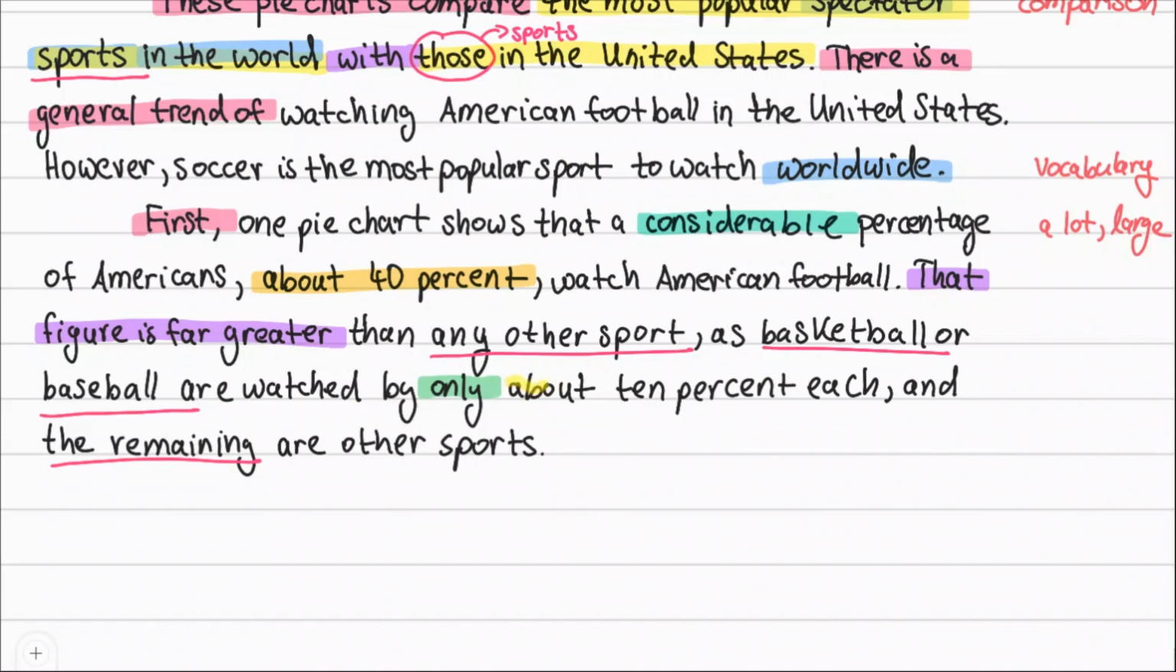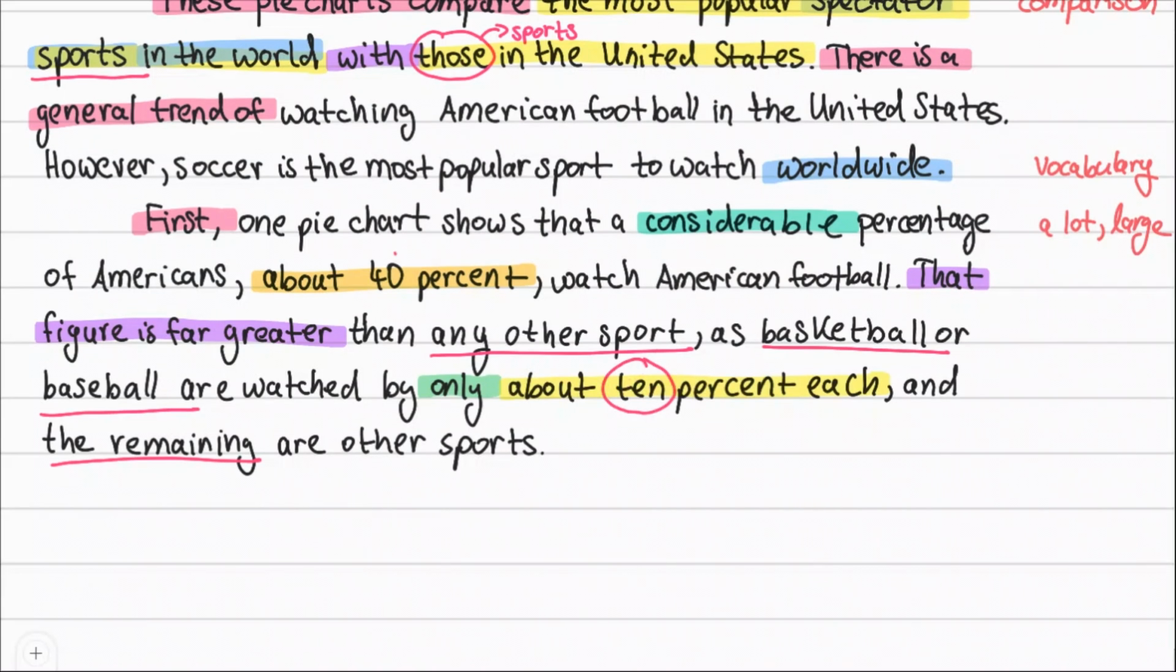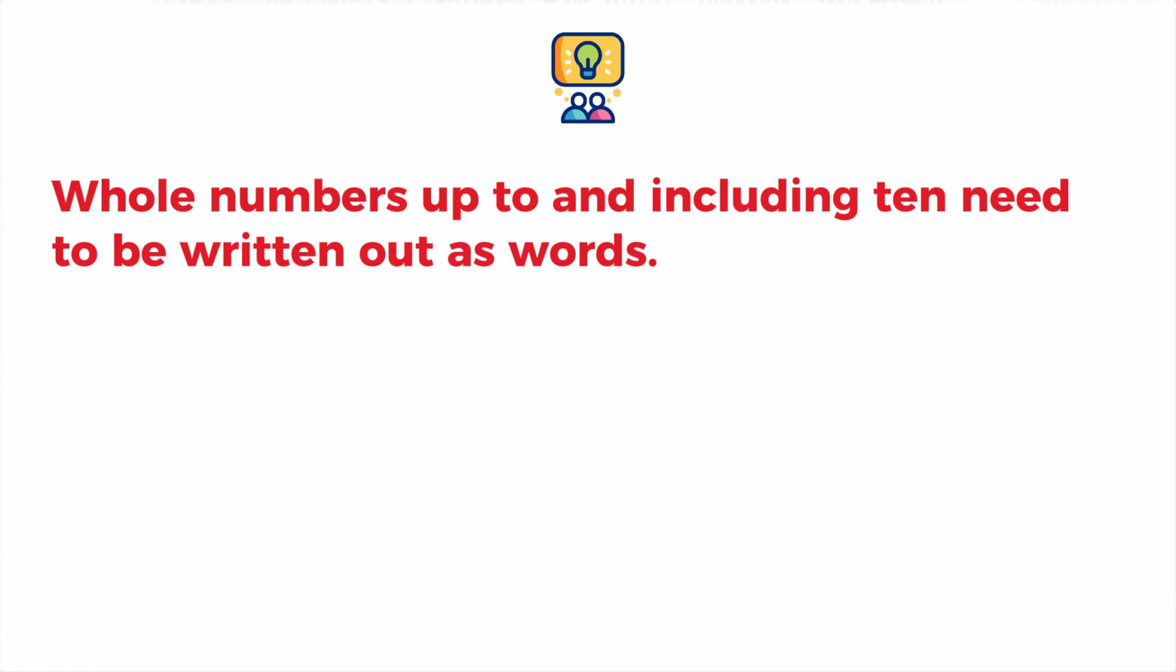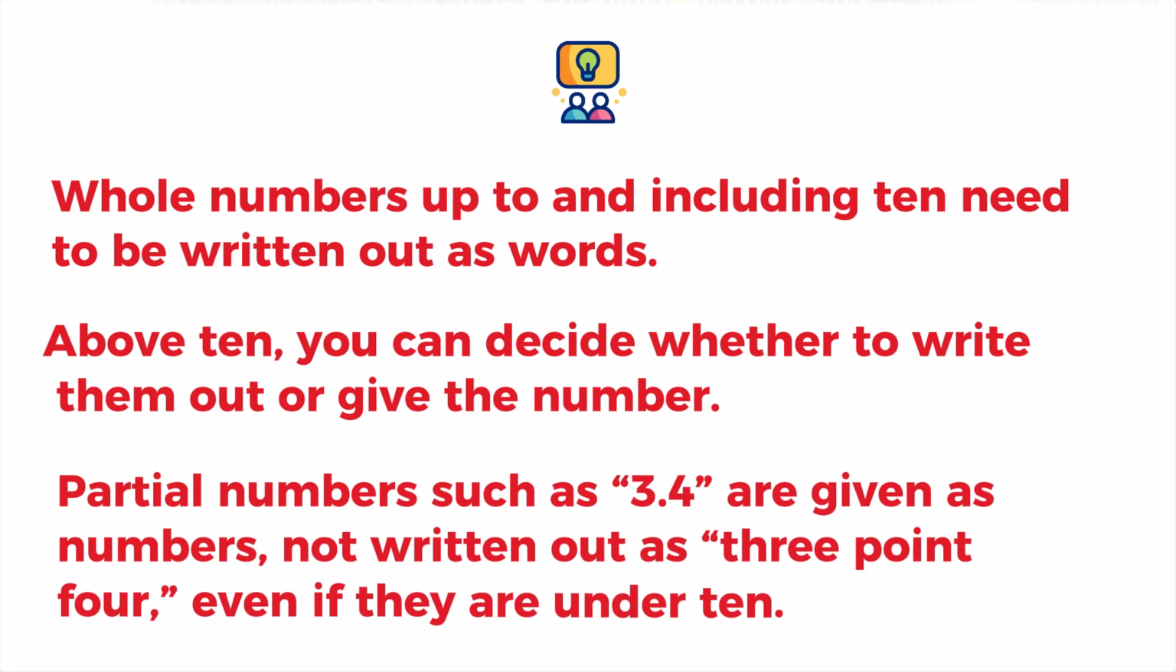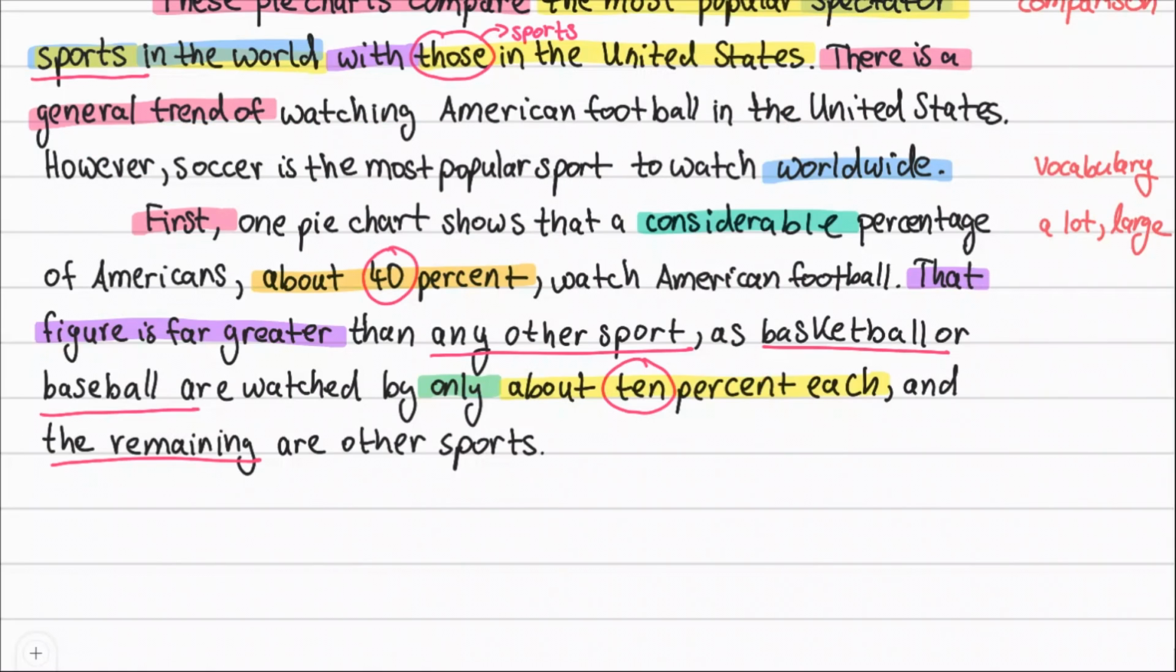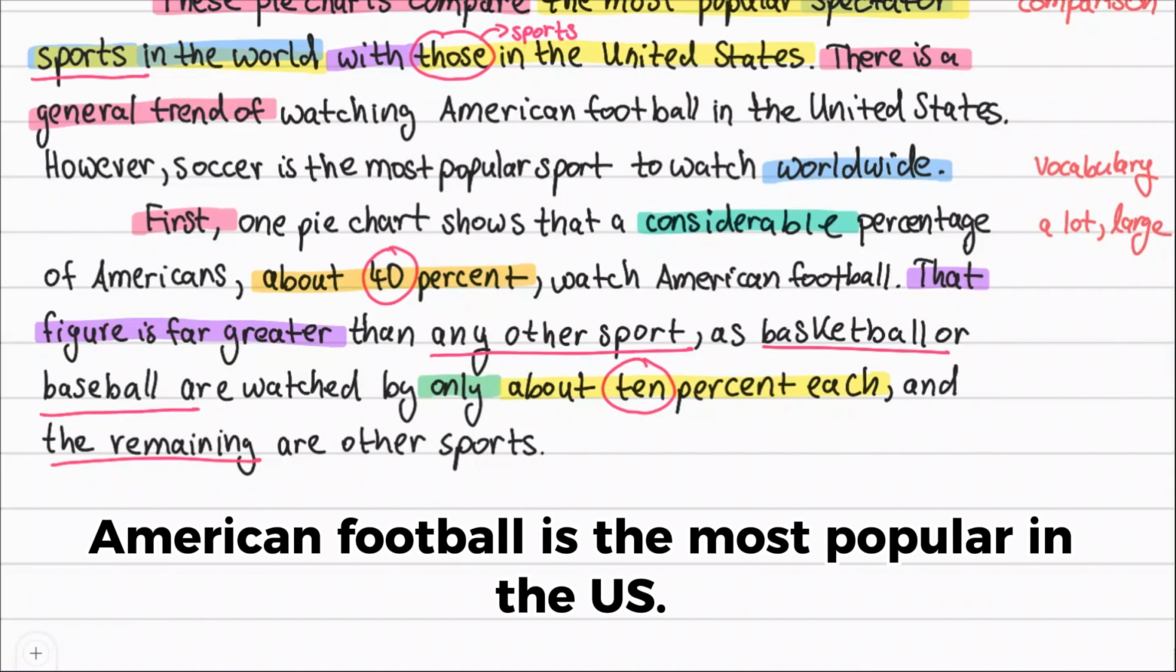You may wonder why I wrote 10 as a word, but wrote 40 as a number. That's a really good question. In writing an essay, whole numbers up to and including 10 need to be written out as words. Above 10, you can decide whether to write them out or give the number. Just be consistent, whichever you choose. Note that partial numbers, such as 3.4, are given as numbers, not written out, even if they are under 10.